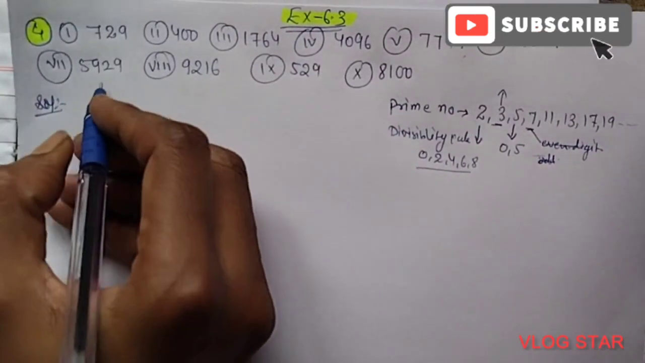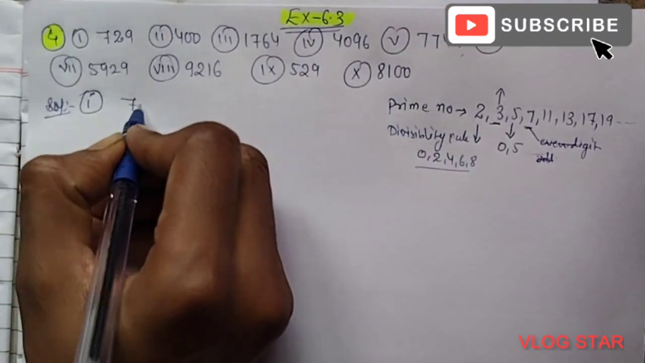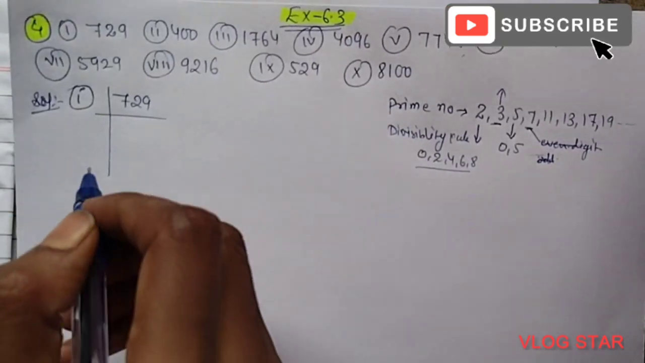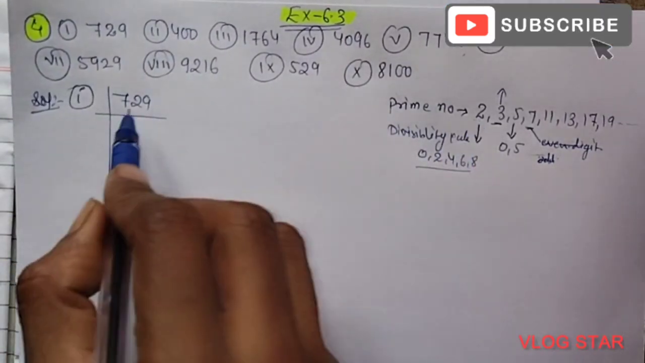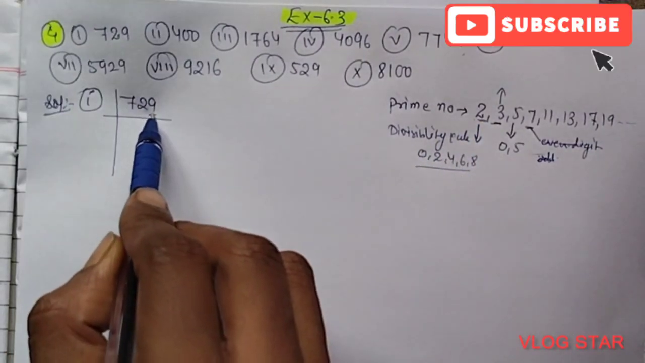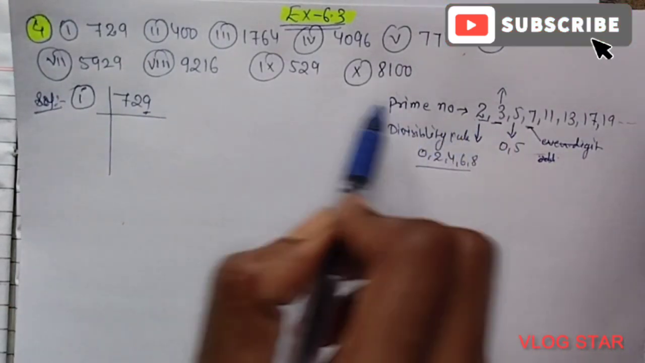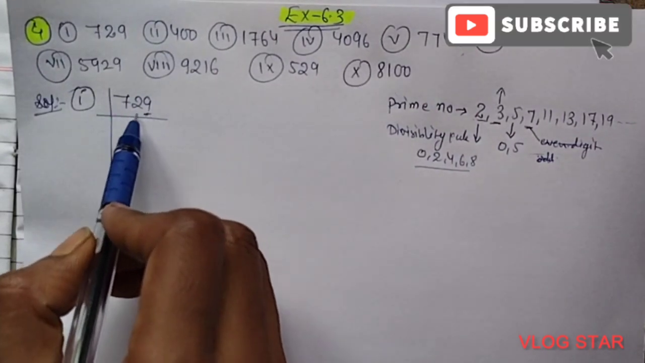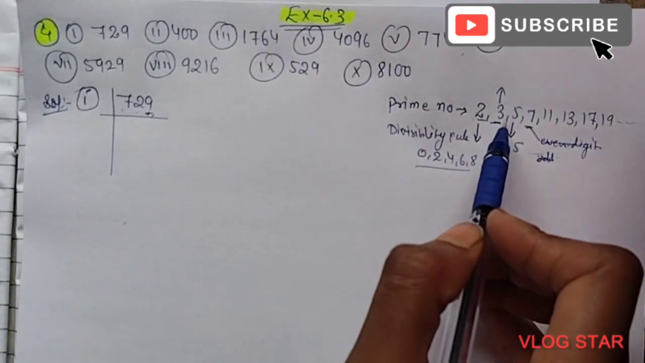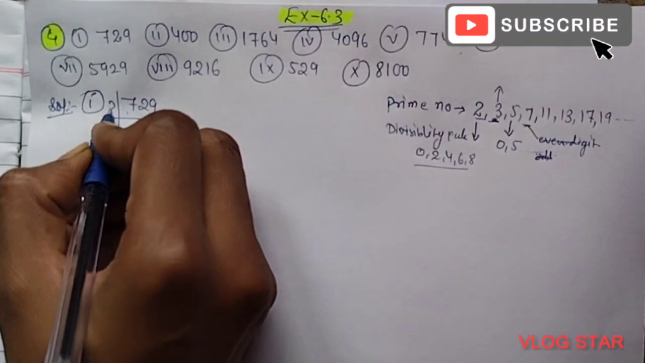So I will tell you about the first question. The first question is 729. Write it like this. For the prime factorization, first we will see whether this number is divisible by 2 or not. As you can see, this number ends with 9, so it is not divisible by 2. Next, the sum of the digits, 7 plus 2 plus 9, is 18. So it is divisible by 3.